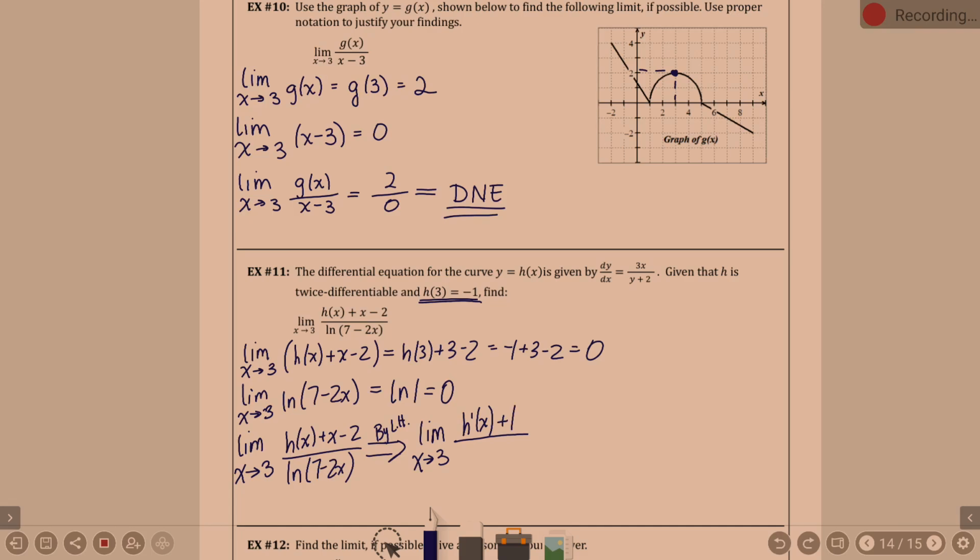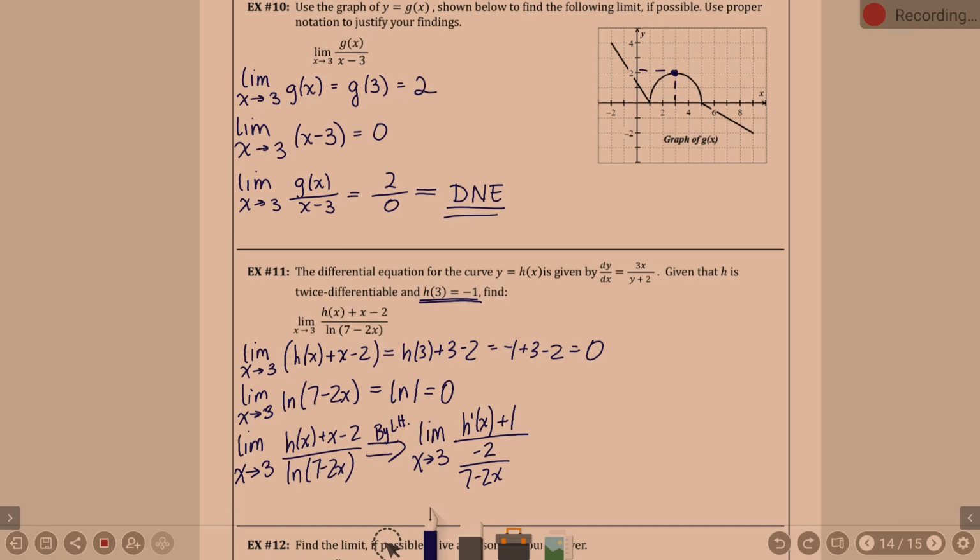How do I do the derivative of a natural log of something? Okay. 1 over the inside, right? So derivative of natural log of something is 1 over something times the derivative of something. So what's the derivative of 7 minus 2x? Negative 2. And where could I put that negative 2? On top of that fraction right there. Do you remember doing that?